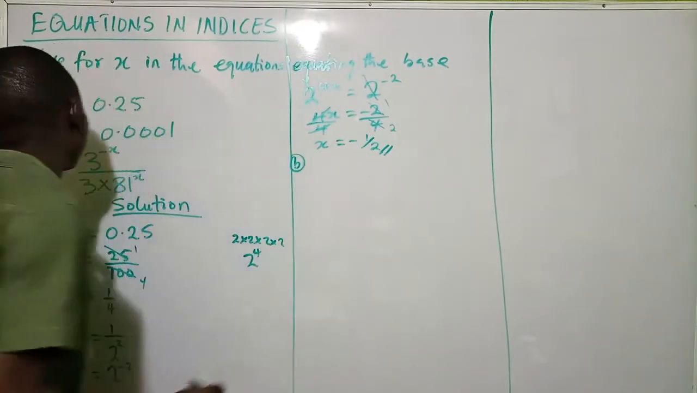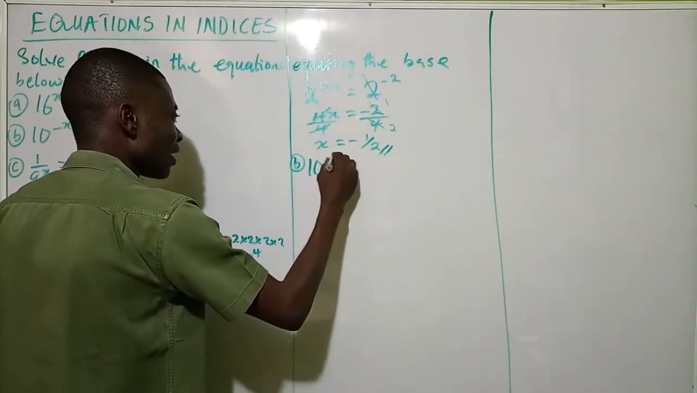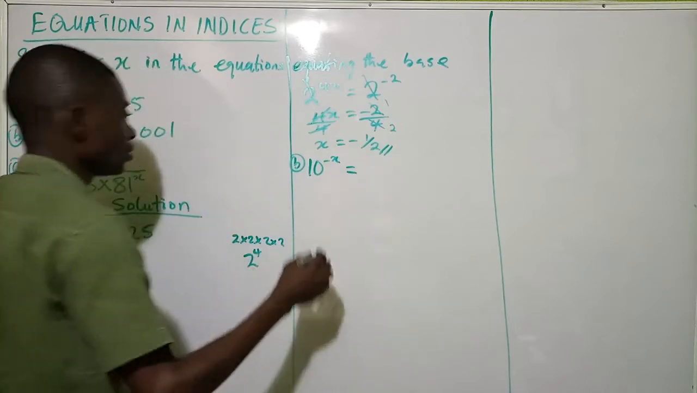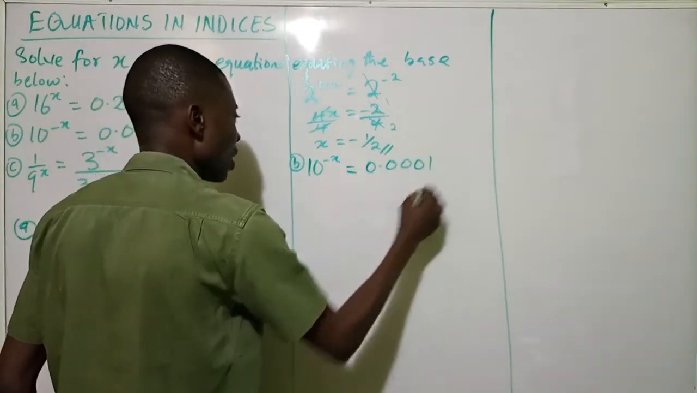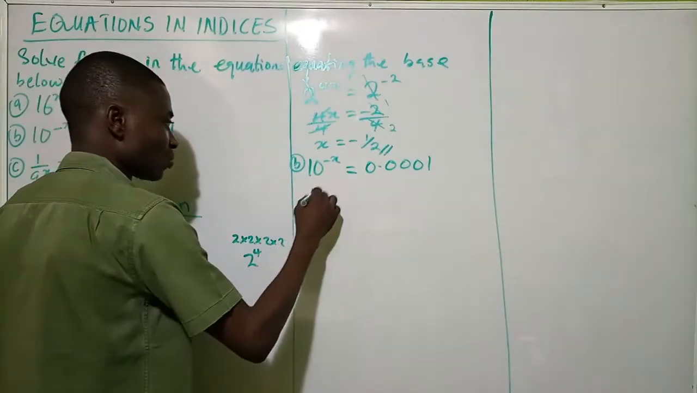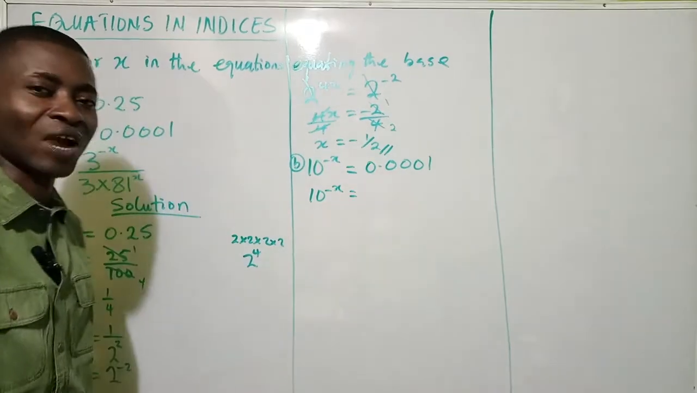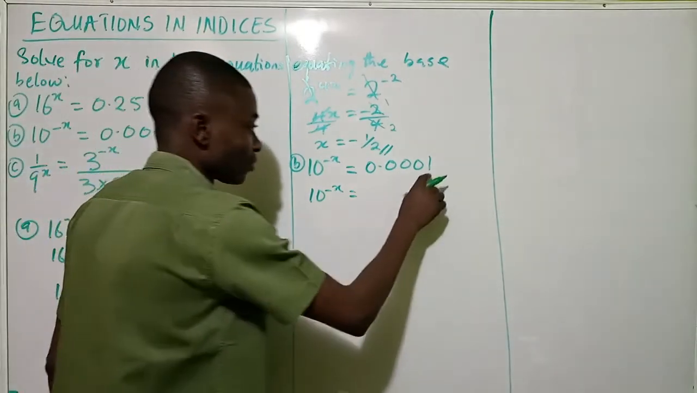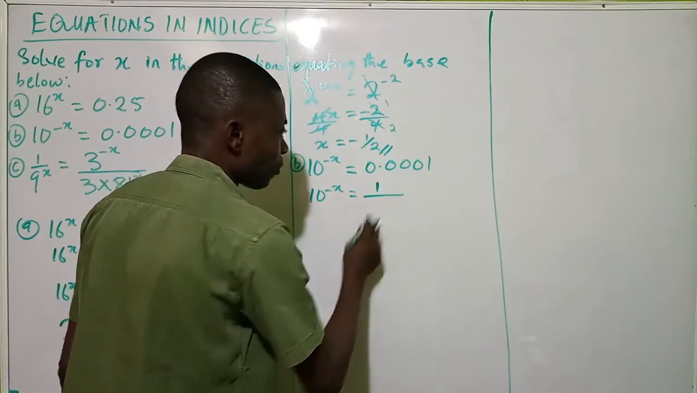Let's do the next one. Let's go. So the next one is 10 raised to the power of minus x equals 0.0001. Again, let's do something here. This is 10 raised to the power of minus x equals, I'm going to change this to a fraction now. How will I change it to a fraction? Remember what I told you, just write out the main integer there. That is 1 over. How will I know what I write there?